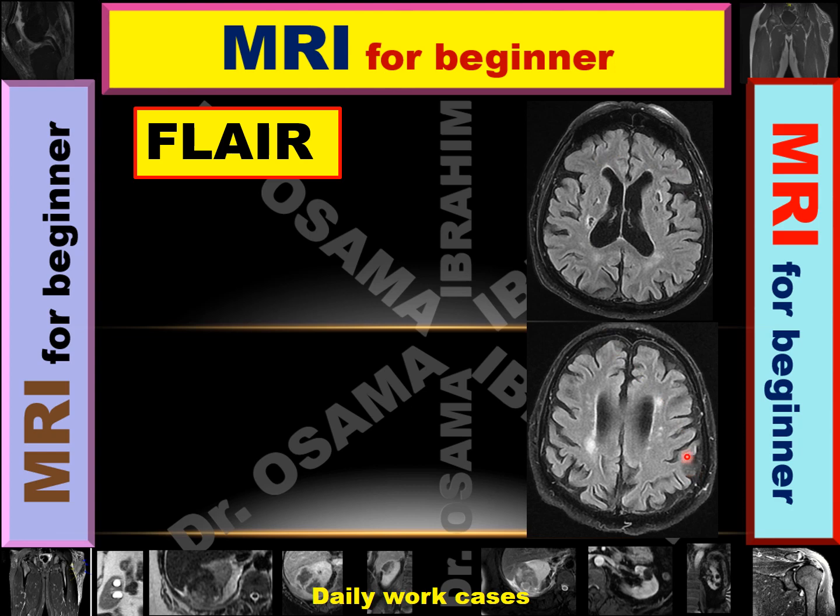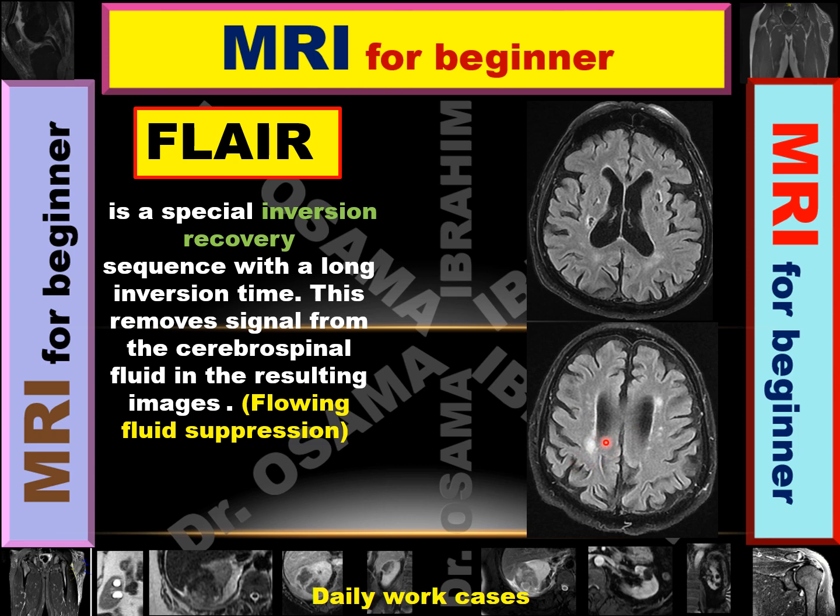In the FLAIR image, you can detect the abnormality as bright objects near the ventricles, which show a low signal due to flowing CSF. So only the flowing fluid is suppressed. However, other abnormalities can be detected, particularly the periventricular abnormality.